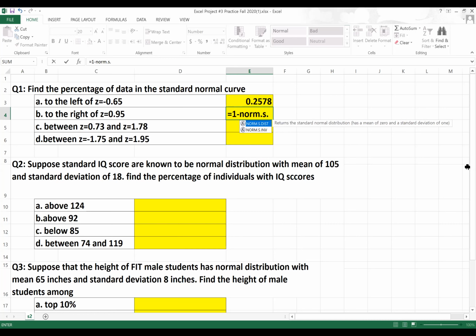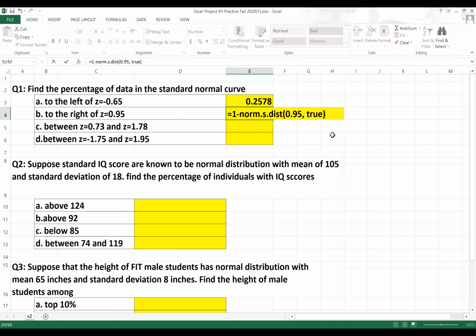NORM.S.DIST. Standard normal distribution, that's the meaning of this formula here. And putting z-score 0.95. And the argument is true, right? Always. If you look at it, cumulative probability distribution means accumulate everything to the left. And if you do false, they only give you the probability at z-score equal to 0.95. So it's totally different. So the argument is always true.